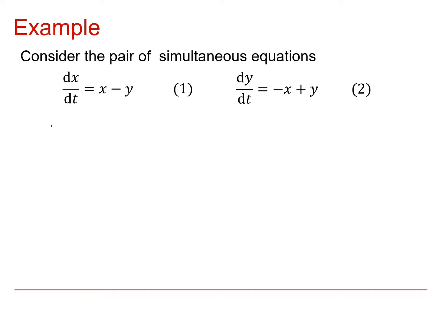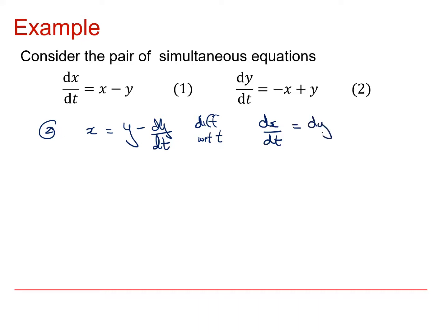So let's have a look at this example. I've got this pair of simultaneous differential equations, and I'm going to take the second equation over here and just rearrange that to give me that x is equal to y minus dy by dt. And if I differentiate that with respect to t, I'm going to get dx by dt is equal to dy by dt minus d2y by dt squared.